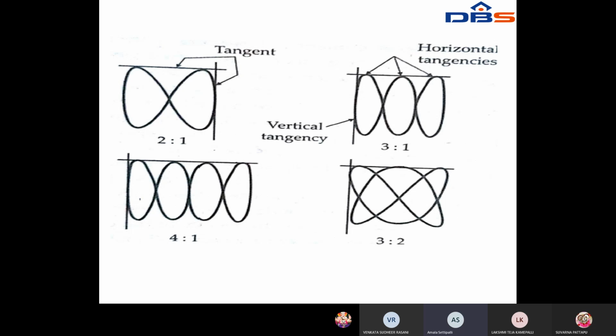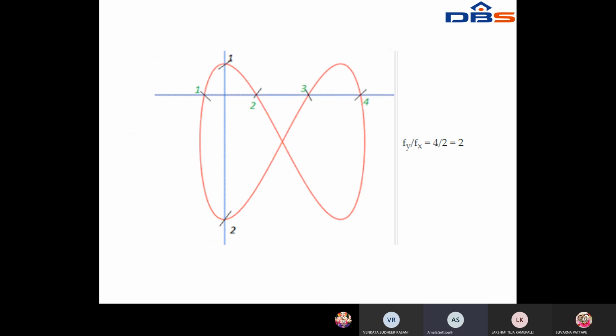Coming to this one, the number of horizontal tangencies is 1, 2, 3, 4, so 4 by 1. Here the vertical tangency is only this one. That's why here you can write 4:1. Coming to this one, the number of horizontal tangencies is 1, 2, 3, and the vertical tangencies are 1, 2, so 3:2 you can write.